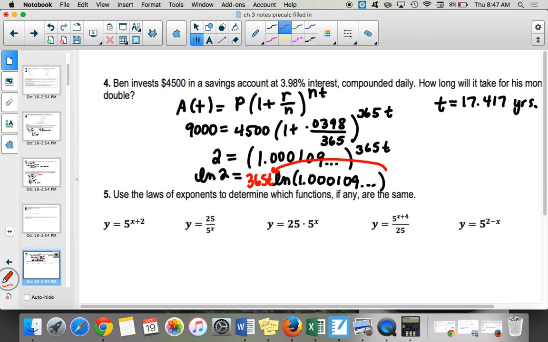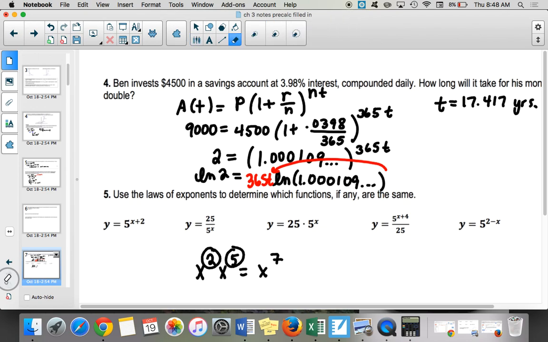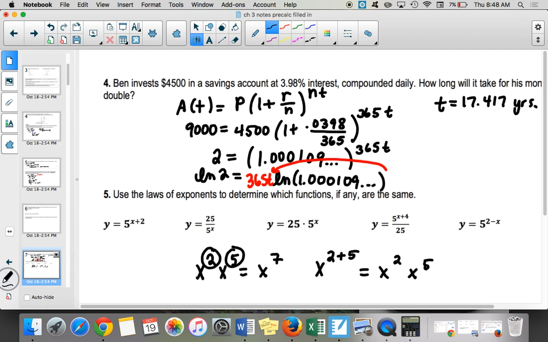All right, so number 5. Use the laws of exponents to determine which functions, if any, are the same. Okay, so we have some laws of exponents. So this first one, y equals 5 to the x plus 2. Do you guys know the rule that says if I have x squared times x to the 5th, it's x to the 7th? We add exponents, don't we? So if I had something that looked like x to the 2 plus 5, could I write that as x squared times x to the 5th? Yeah.